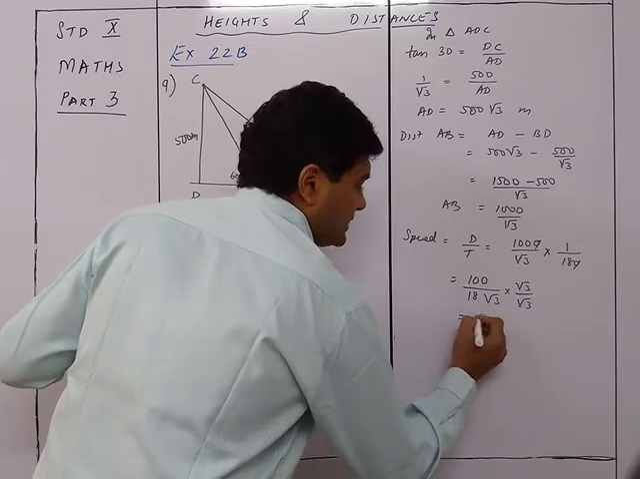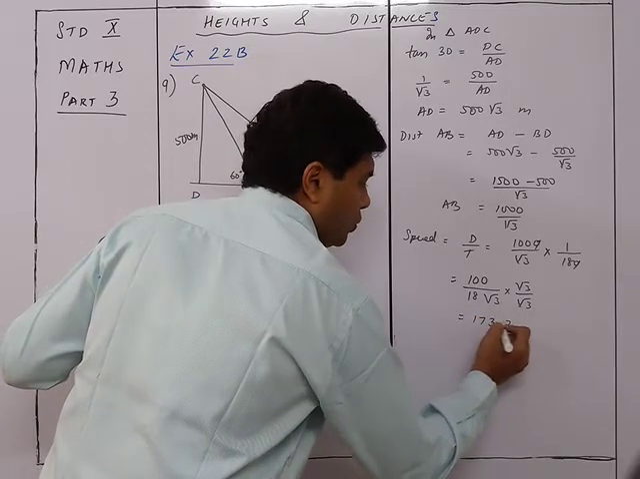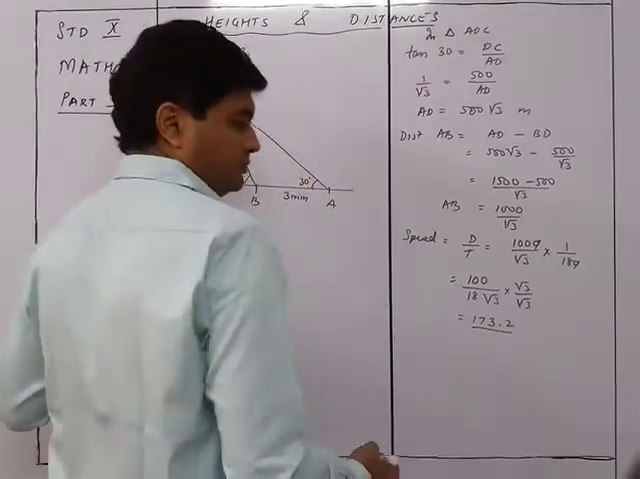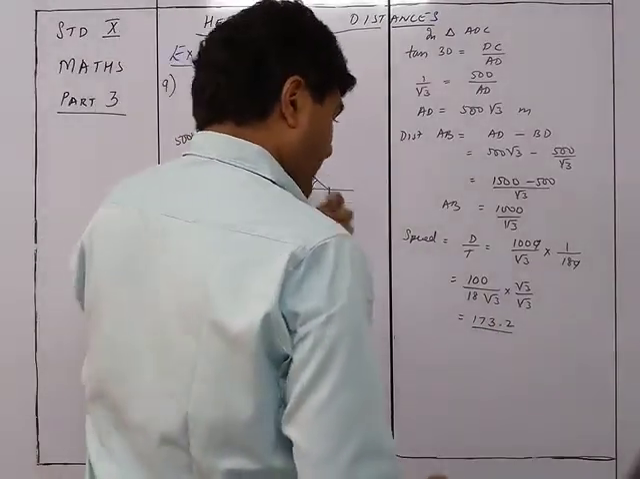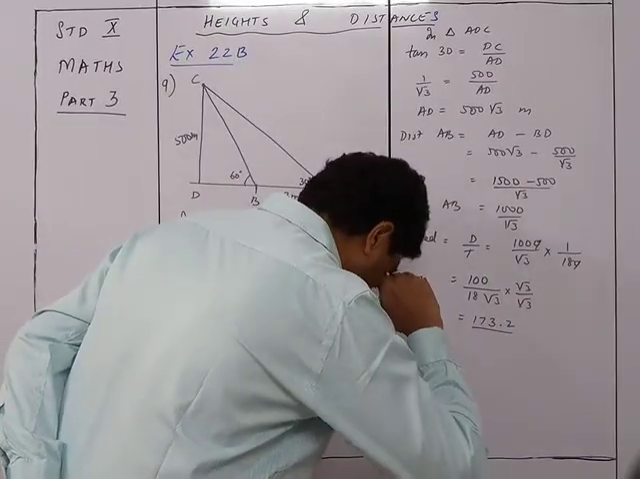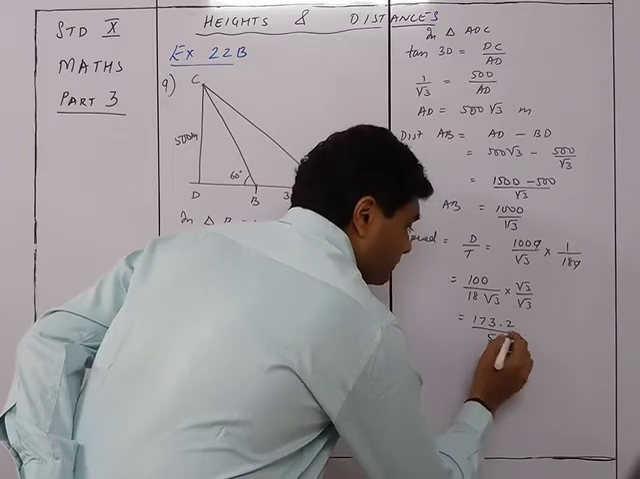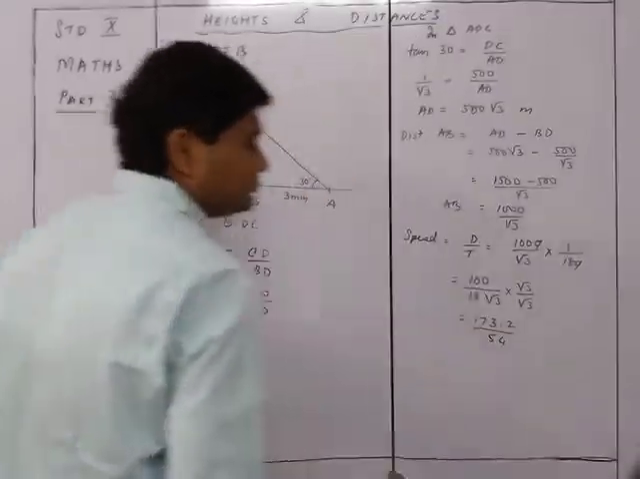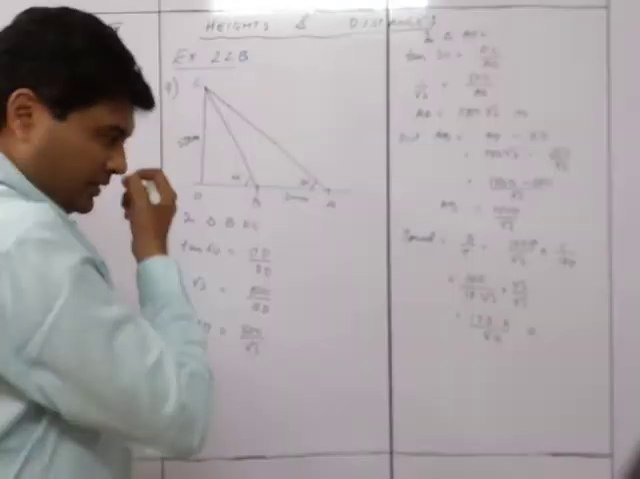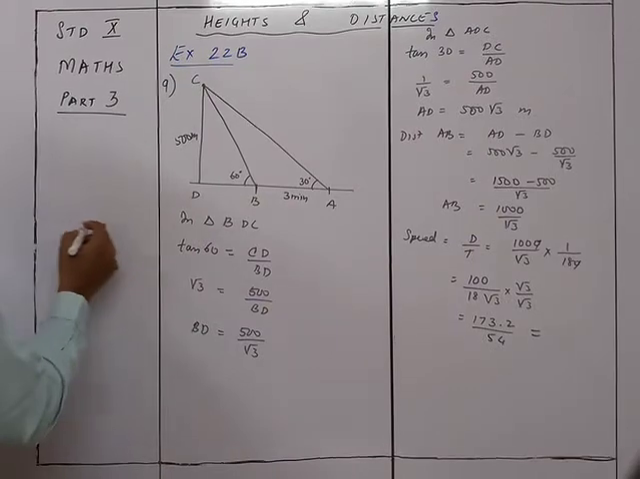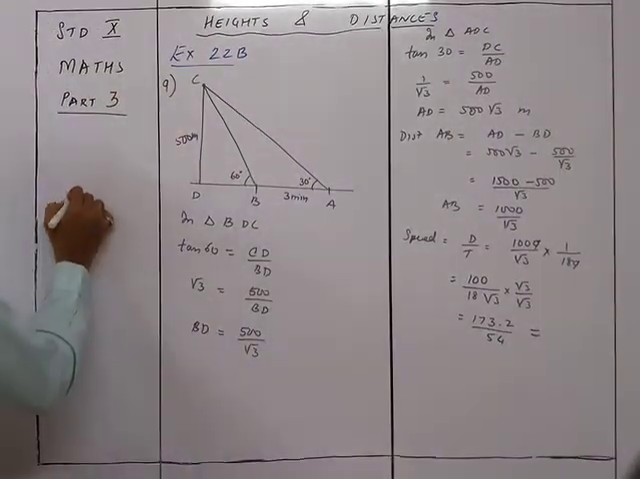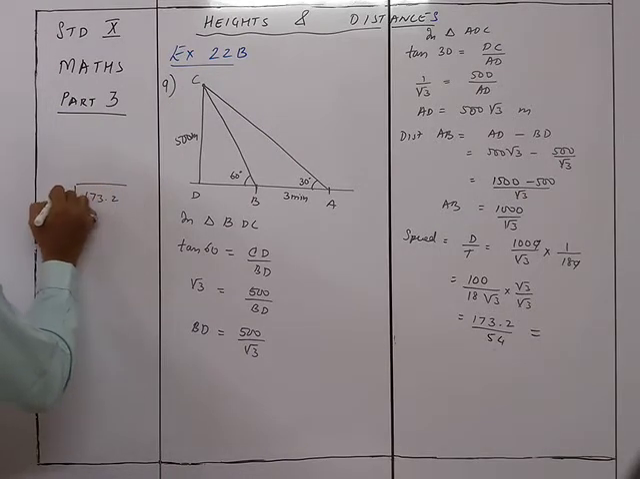That will be 173.2 upon 54, that is 100 root 3 upon 18 into 3. 18 into 3 will be 54. Hence you get the speed as 173.2 upon 54. So we cancel and divide it.